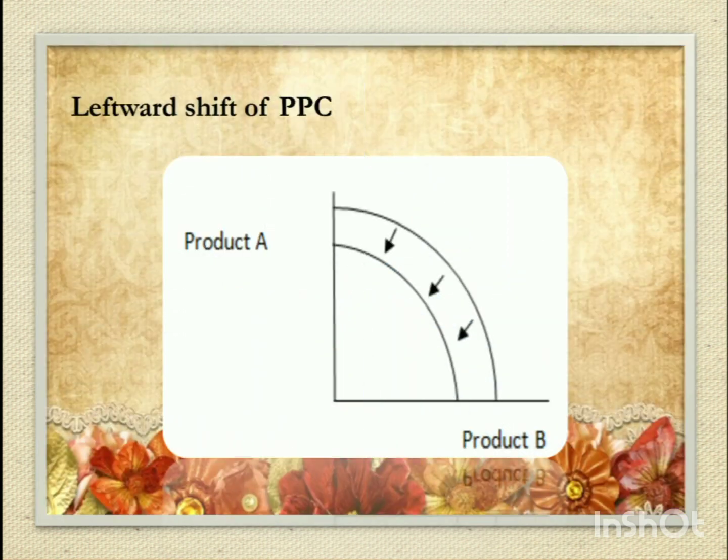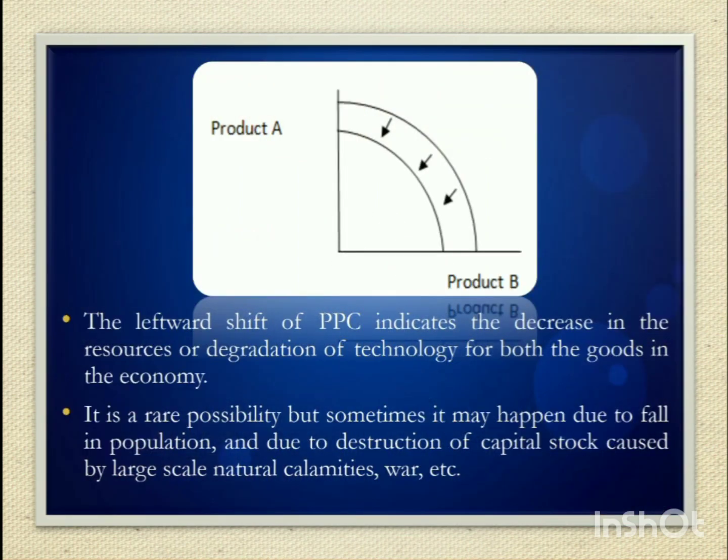On the other hand, the leftward shift of the production possibility curve indicates the decrease in the resources or degradation of technology for both the goods in the economy. It is a rare possibility, but sometimes it may happen due to fall in population and due to destruction of capital stock caused by large scale natural calamities, war, etc.